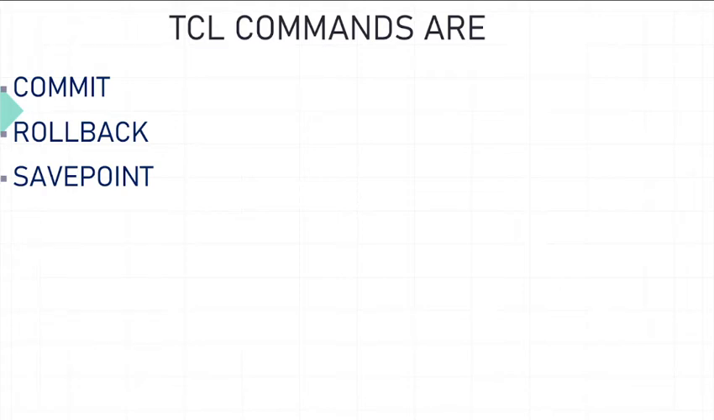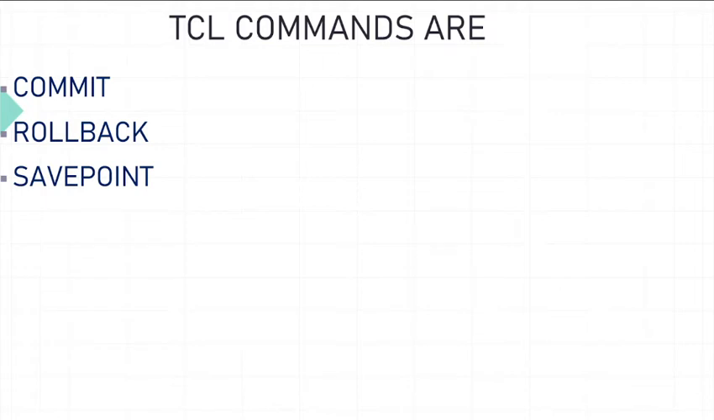Commit is used to make changes permanent, means whatever you are doing in the current session will be permanent, will be saved if you use commit. But if you use rollback, it will undo all the changes done in the current session. Means whatever you have done in the current session will be rolled back, will be undone.